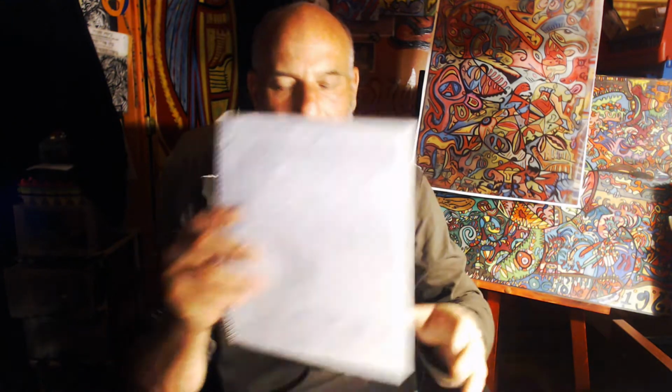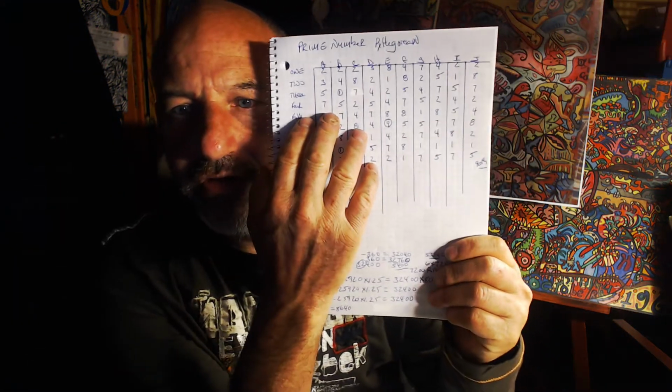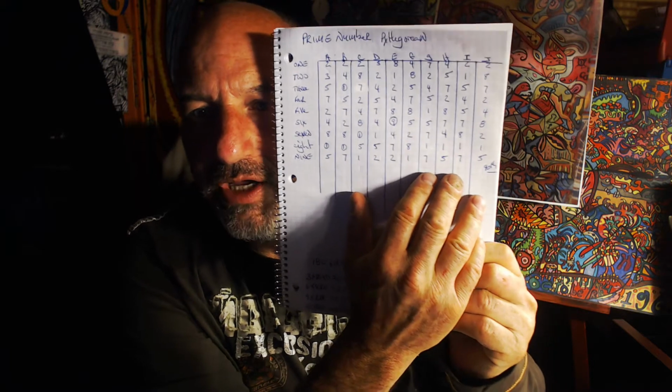Okay, this is what we're going to start with. It's going to be prime numbers. Here is a set of the first 90 prime numbers.